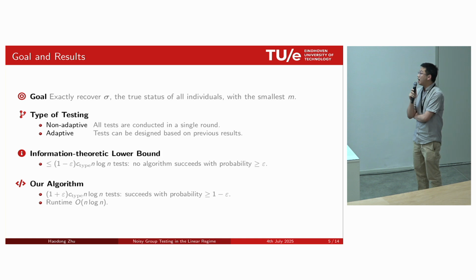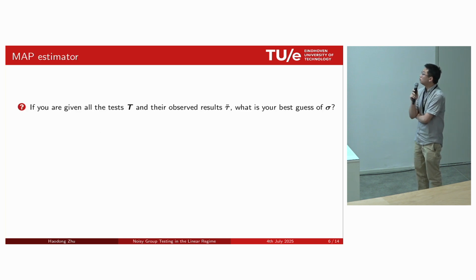In this project, we have two main results. The first one is the information theoretical lower bound C n log n for both adaptive group testing and non-adaptive group testing, and we pin down the constant C in front of C n log n. Furthermore, we can design an algorithm that achieves this information theoretical lower bound with a running time of the order of n log n.